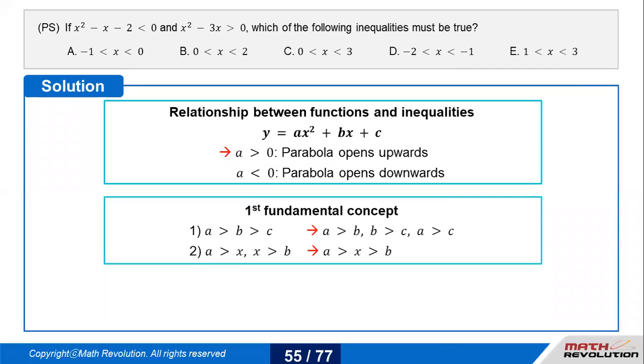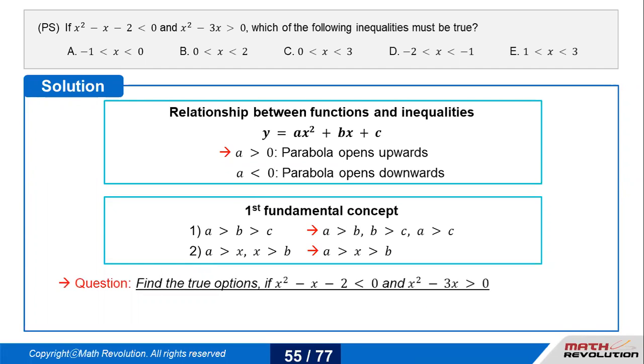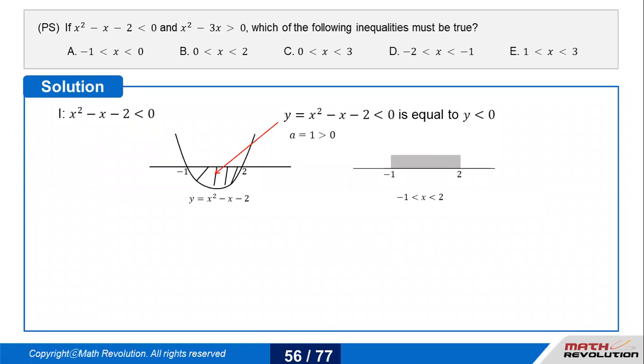If that is the case, the first fundamental concept has to be applied because we are dealing with inequalities. We can break or we can combine. So we need to know for both of the inequalities, wherein one is less than 0 and another is greater than 0, so we'll check separately. x square minus x minus 2 is less than 0. That means y is less than 0.